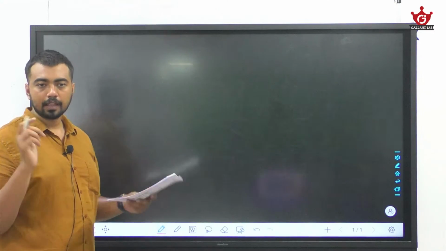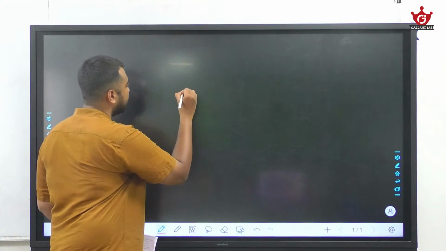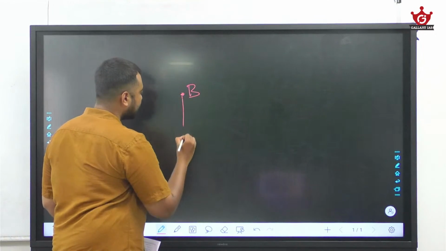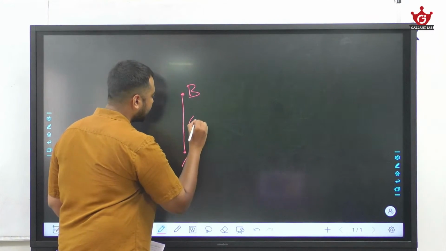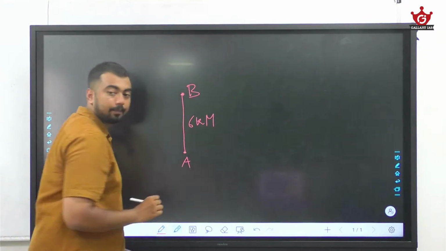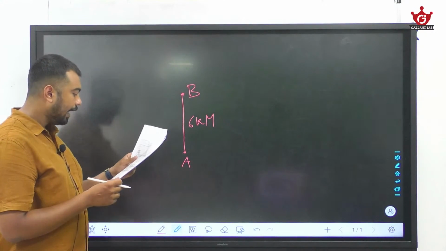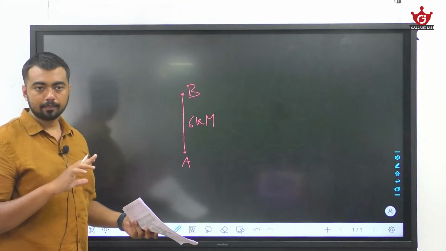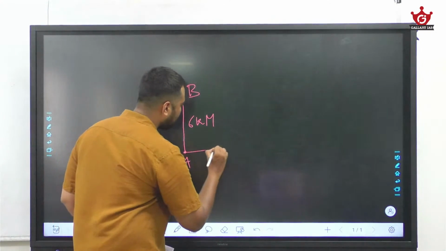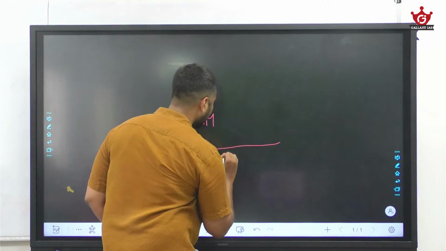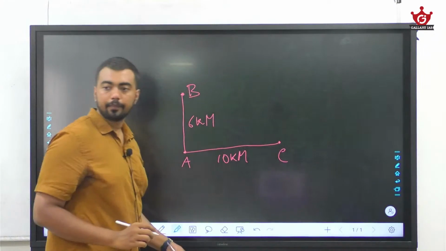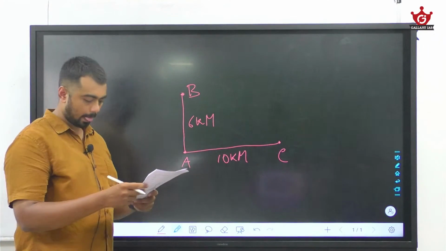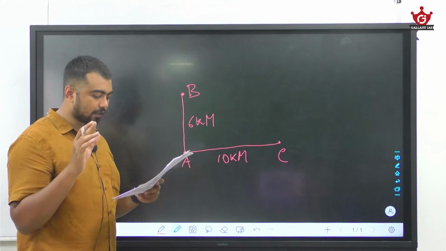It says that A is 6 kilometers south of B. So let's say that this is B, and this is A, 6 kilometer south of B. A is 10 kilometer west of C. This is 10 kilometer and this point is C. Okay, listen. A is 10 kilometer west of C.